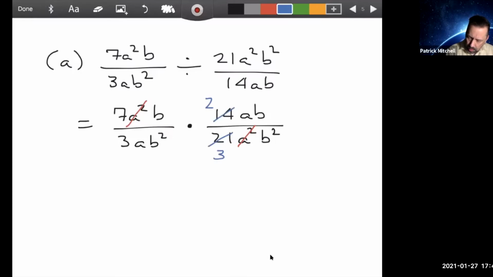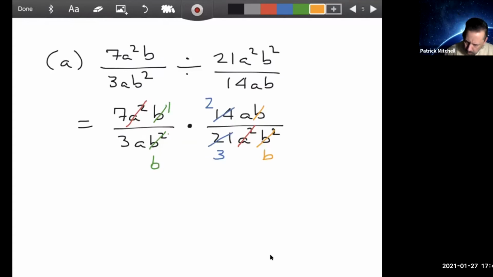And then I can take this b and b squared. 2 minus 1 is 1. And because the bigger exponent is on the bottom, that leaves b to the first power on the bottom. And then the same thing over here. And I think that's about all we can do, right?